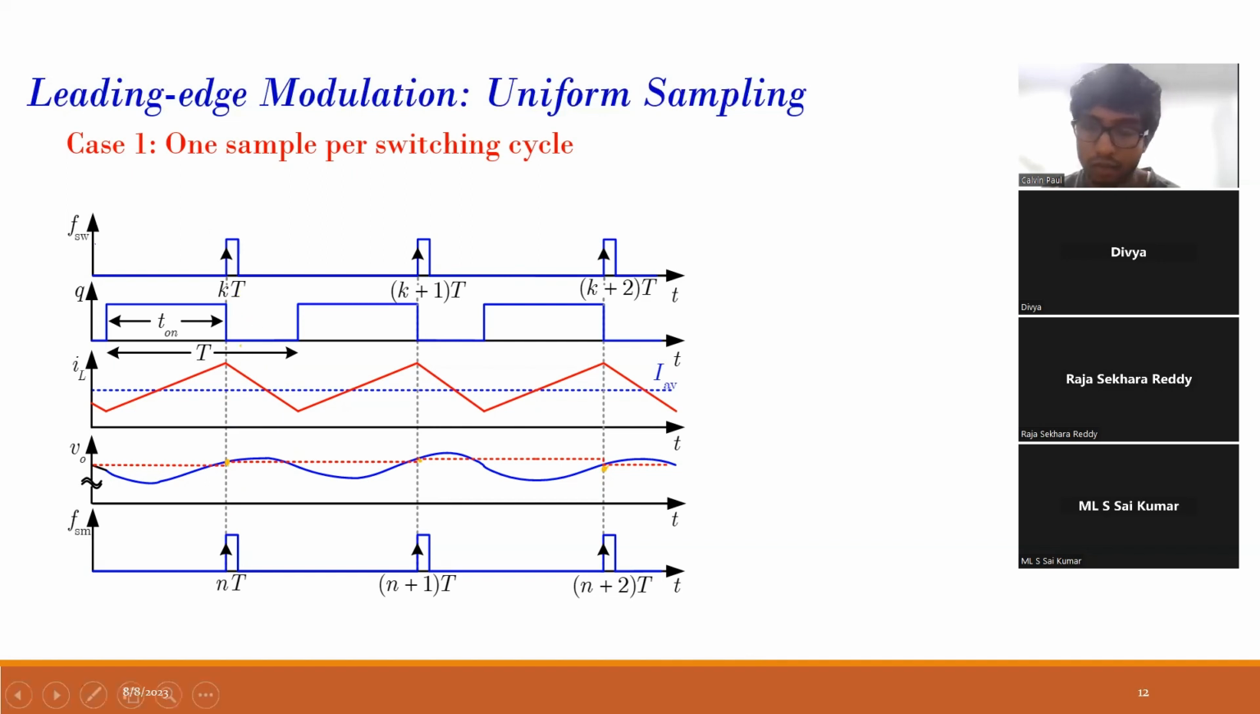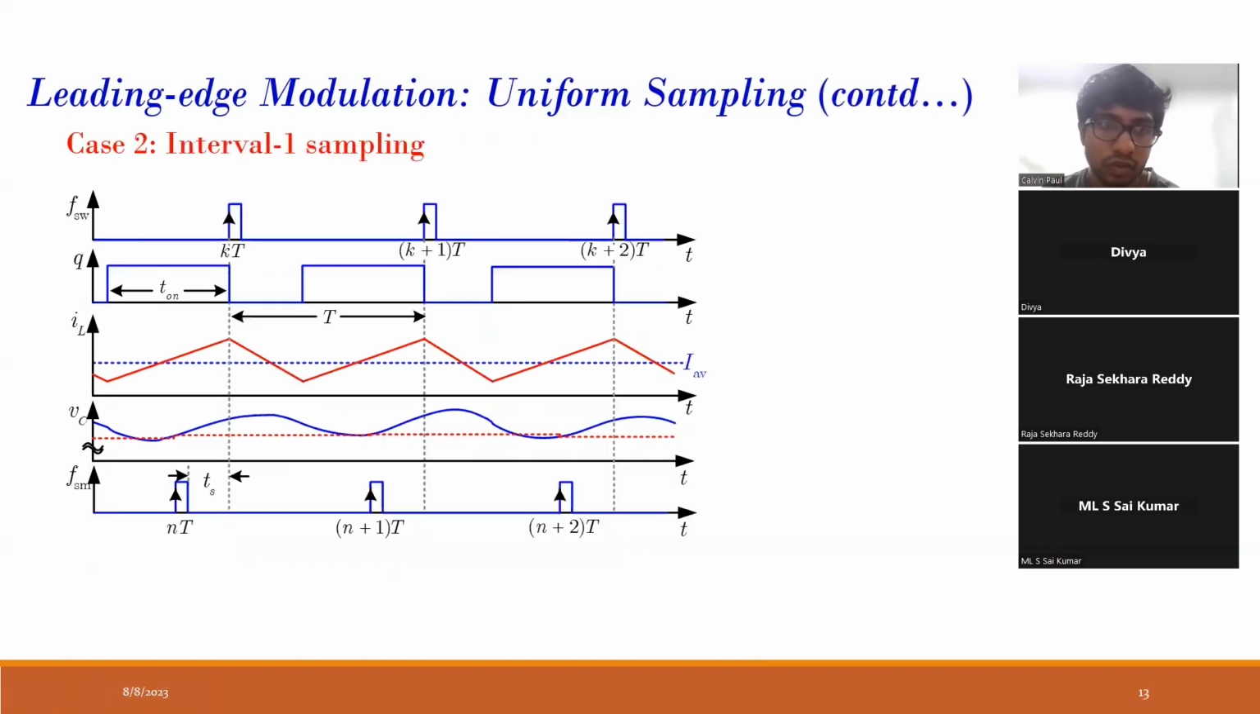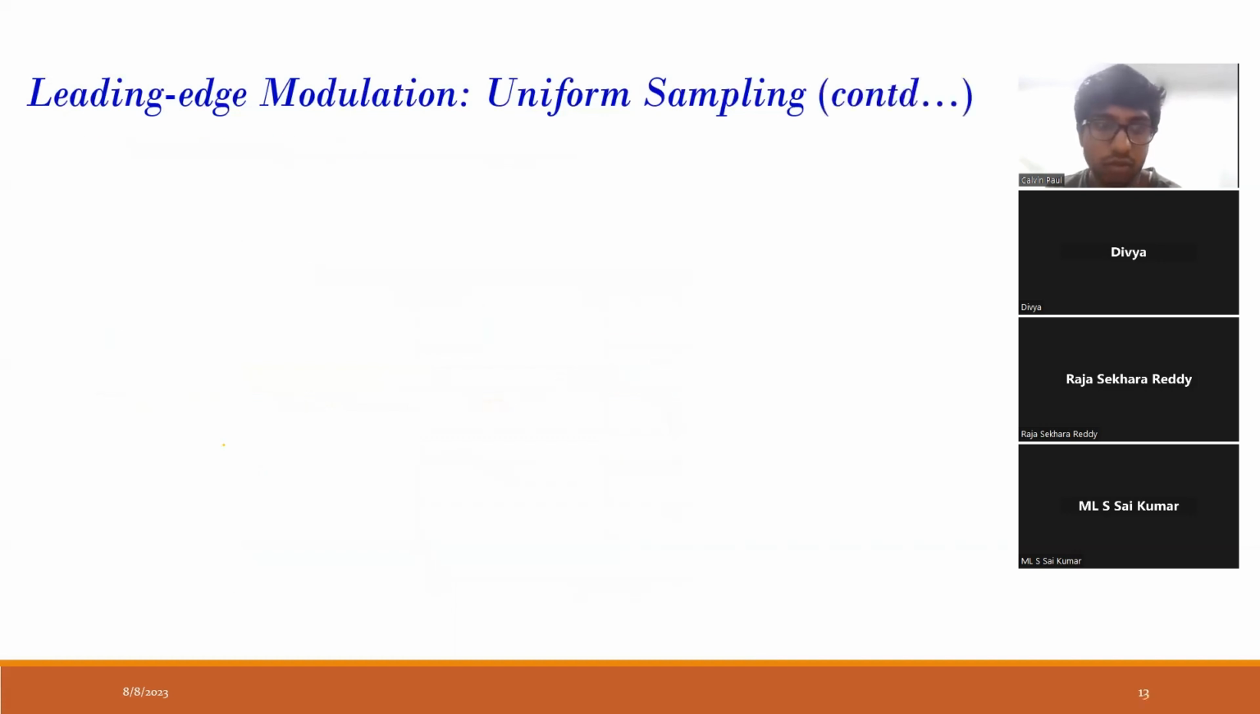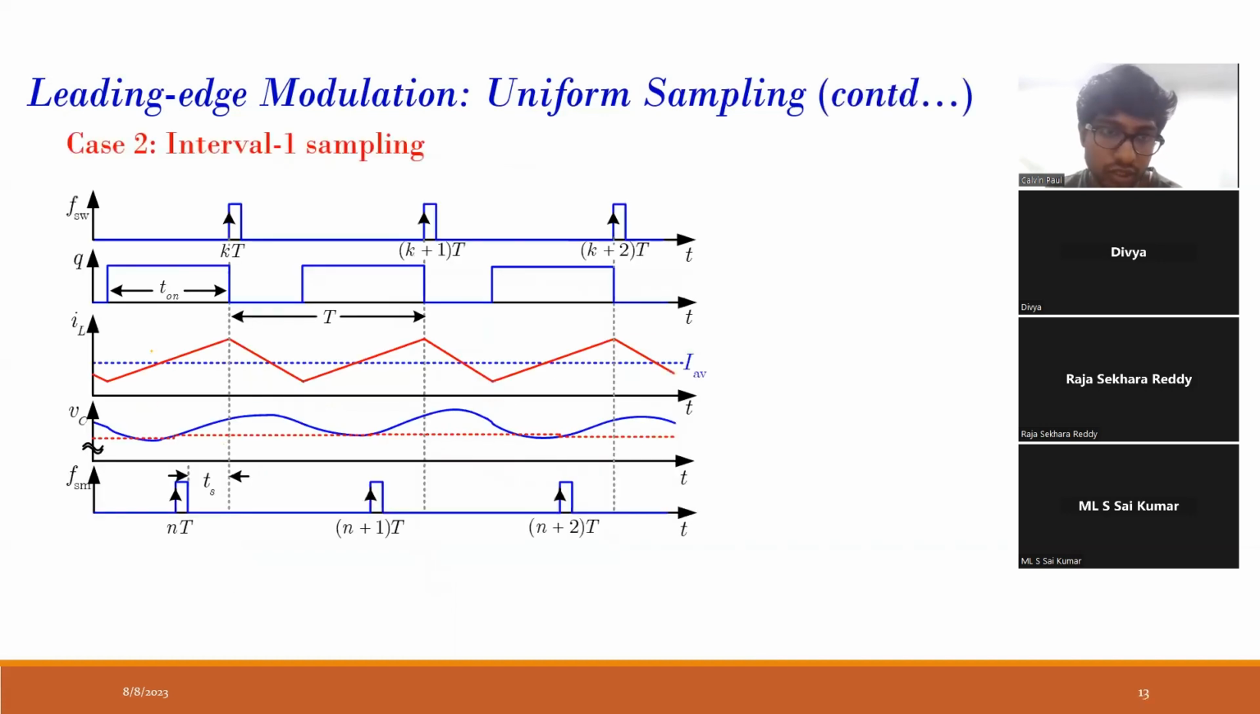Now we will consider interval one sampling. The previous case is an ideal case. It is not practical. It is not feasible that there will not be any delay for the ADC conversion. In a practical case, there will be some delay. So if I want to have the value ready at this instant, I must take the sample prior to it. So in this case, I will take the sample over here. And after this delay, I'll be ready with the value at this instant.